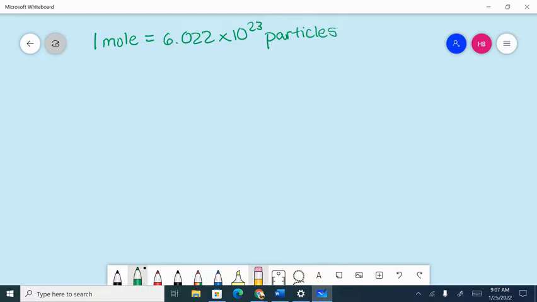In chemistry class, the things that we're going to be using as particles, which is a good word, can be atoms, ions, formula units, or molecules. These are really the most common ones that we'll use in this class.